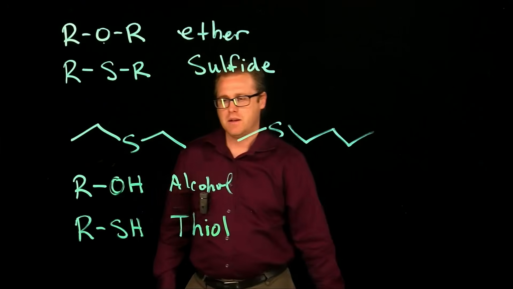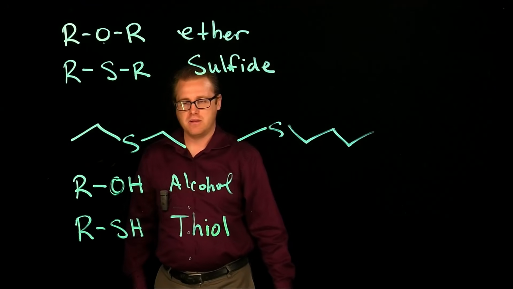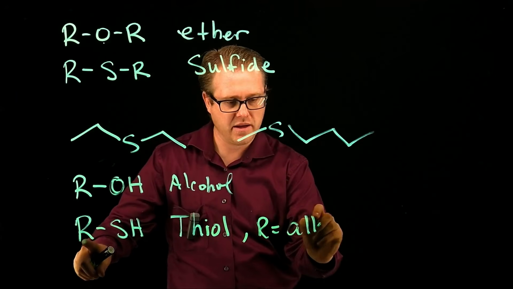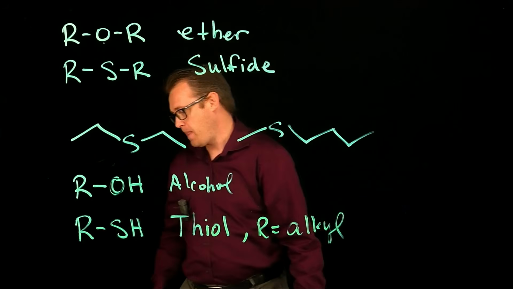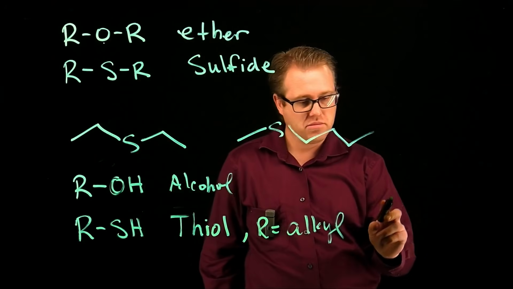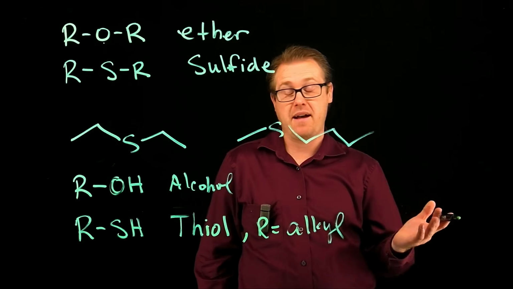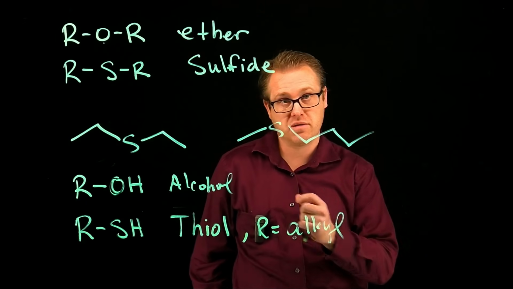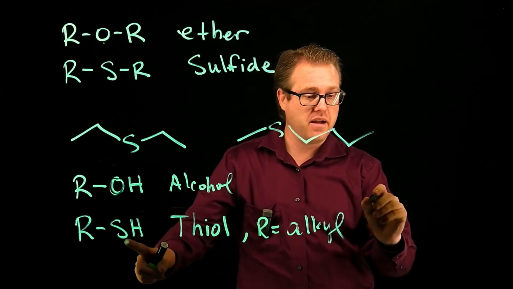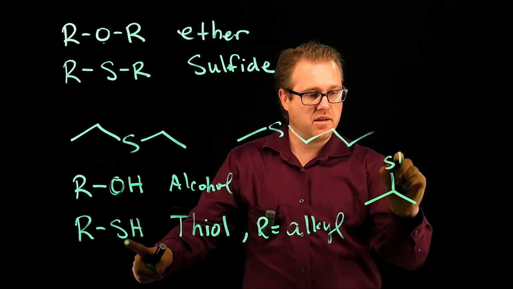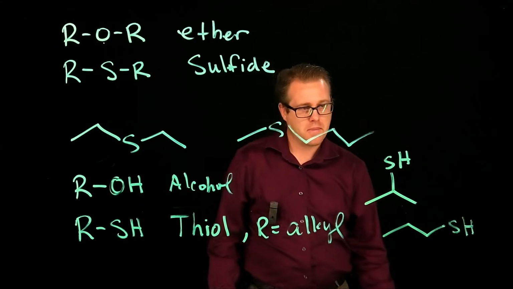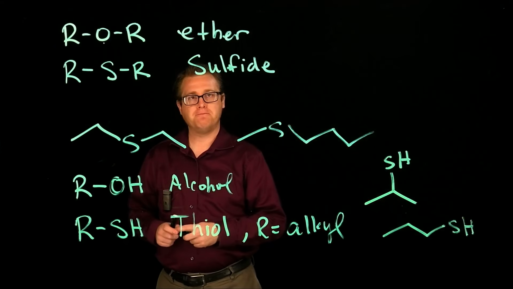There we go. So there we have a thiol. You take that R, and that's going to be alkyl right there. So we could have thiols. Just look at all the examples of the alcohols that I've done and just replace the oxygen with the sulfur and you'll get thiols. So this is a thiol. That's a thiol. Okay.